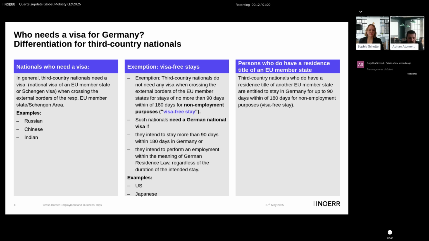Examples for nationals who are entitled to visa-free stays are US nationals and Japanese. And then we have persons, third country nationals, who already have an EU member state residence title. They are entitled to stay in Germany for 90 days within 180 days. That's the so-called visa-free stay, the Schengen stay. This is all based on Schengen law, on EU law.